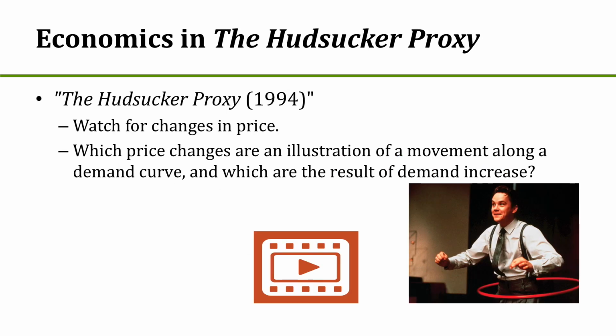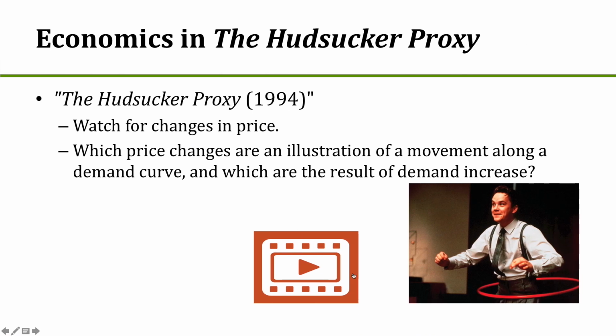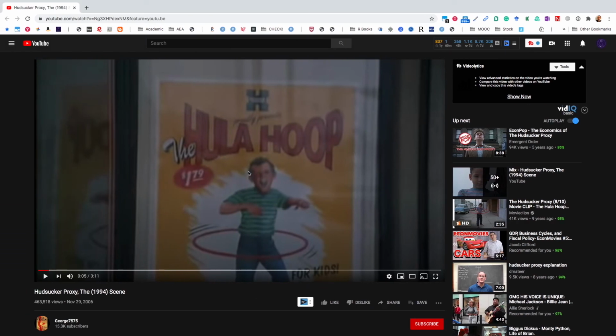And the last slide today that I'm going to show you is a video clip from the Hot Soccer Proxy movie. And in that movie, there's a firm that is selling hula hoops. After watching that movie, you will understand in which part of the video clip we have the change in quantity demanded and in which part we have the change in demand. I have the link embedded in this box. If you click that link, you can watch the movie, but unfortunately right now, because of copyright claims coming from YouTube, I cannot show that clip to you.